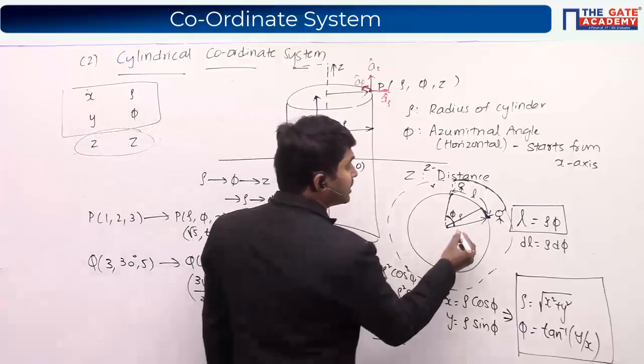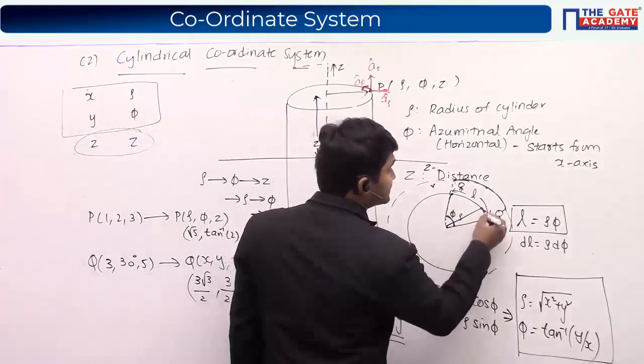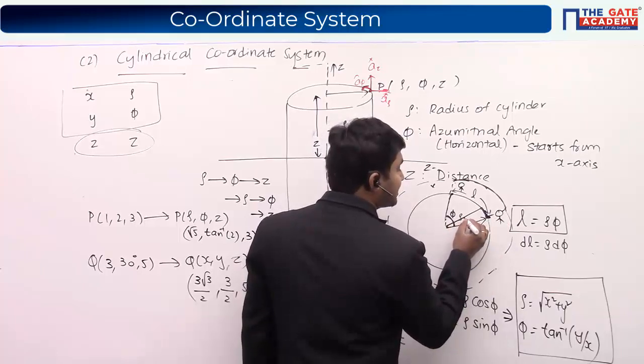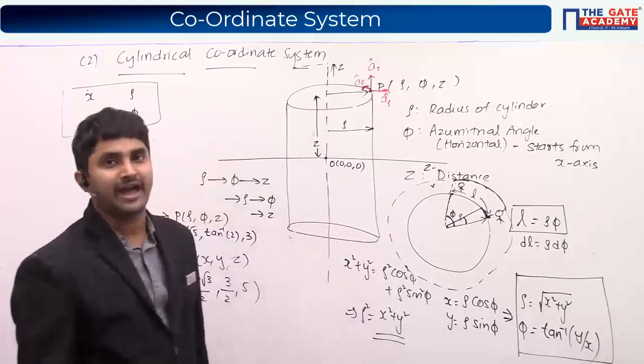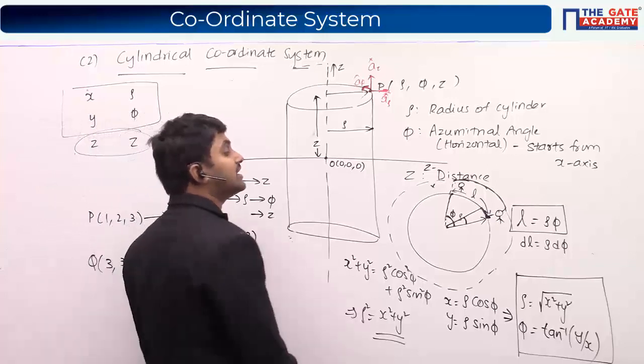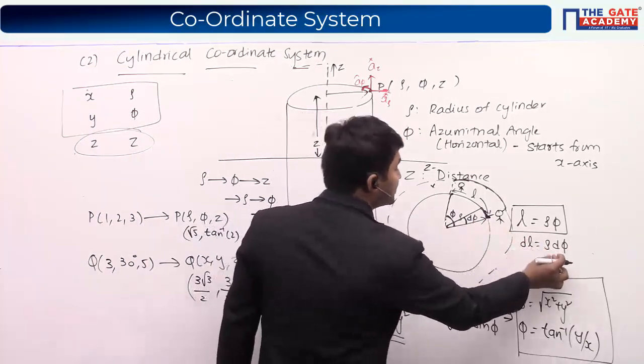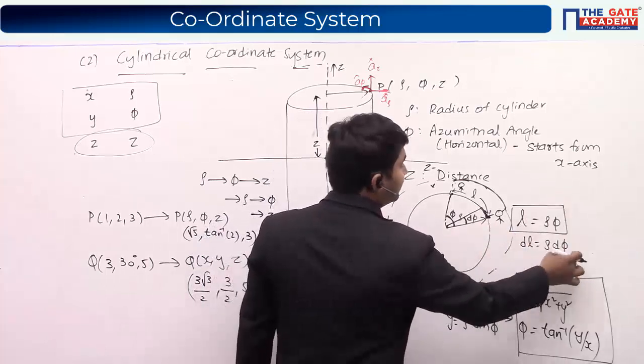Because here, if you see, the radius remains the same. The radius is still the same. But what is changing is nothing but the angle, right? Now the angle that I am going to consider here is d phi. The radius remains the same, so it is radius, which is a constant, multiplied by d phi.